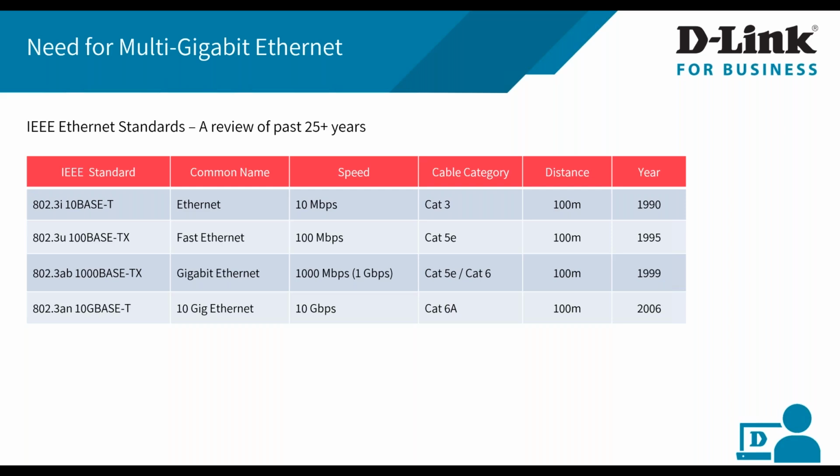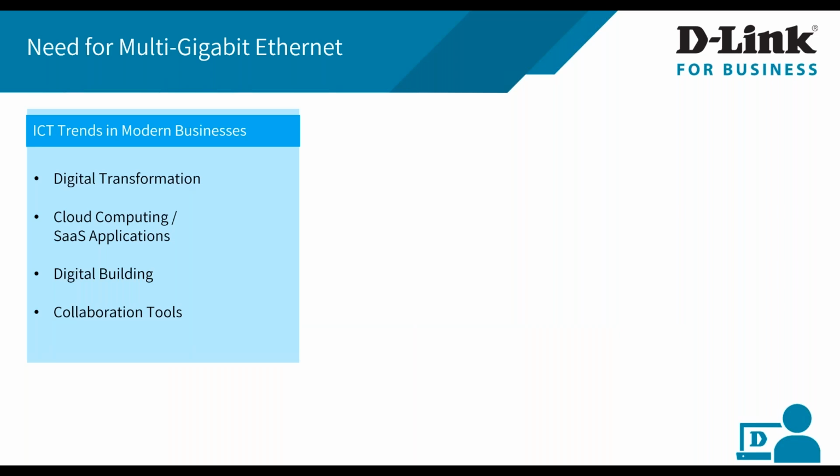Then what has changed? Why do we need multi-gigabit? If we talk about the ICT and technology trends, today businesses are embracing digital transformation, and they are using new technologies like cloud computing, automation, artificial intelligence, machine learning, big data analytics, and mobility, basically to improve their products, services, and the user experience. We can say that today digital transformation is changing almost every company into a technology company.